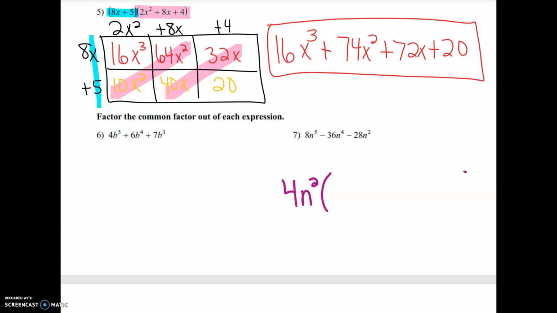When I divide or factor out 4n squared from each term, I'm going to write the leftover in the parentheses. So there's 3 terms. I should have 3 terms in my parentheses. So 8 divided by 4n squared, what's left over, 8 divided by 4 is 2, and I subtract my exponents, and that leaves me with 3 n's left.